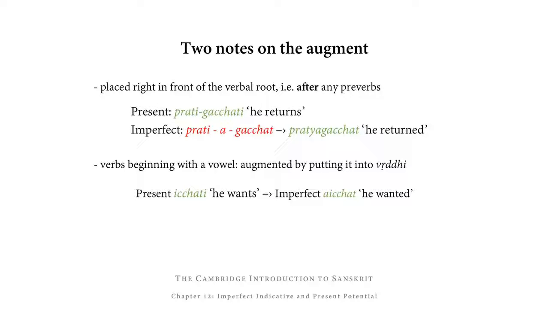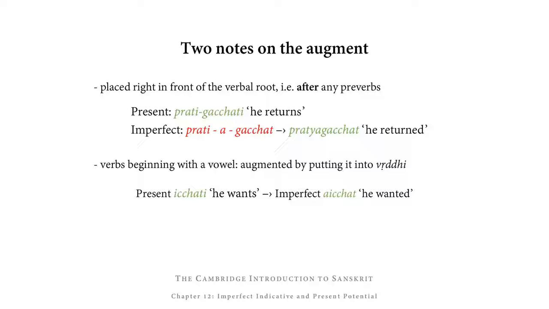Finally, two notes on the augment. Now the augment, the a that is added at the beginning of an imperfect form to mark this form as referring to the past, is placed not at the beginning of the word as a whole, but it's placed right in front of the verbal root, meaning that if there are any preverbs, this augment comes after the preverbs. So, for example, present prati gacchati, he returns, gives us an imperfect prati a gachat, that then sandhis into pratya gachat. Again, if you know Greek, then yes, this is exactly the same as would be happening in Greek.